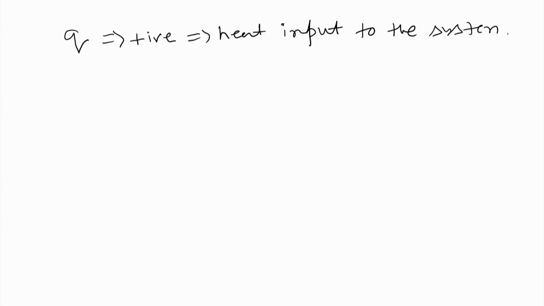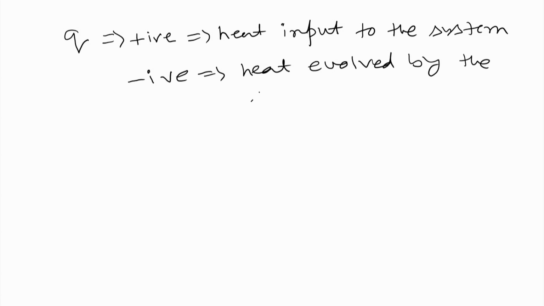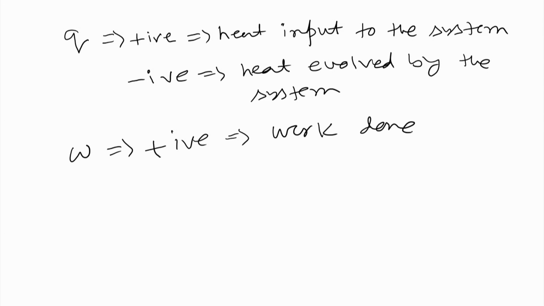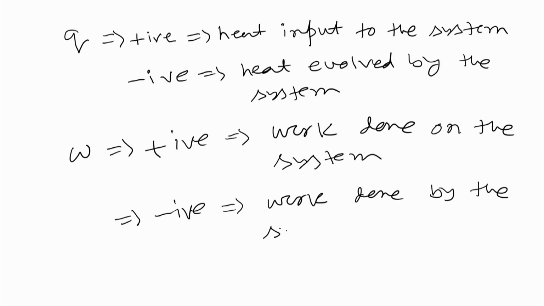Now, what is the convention? There is an international convention for work and heat. Q, heat, is positive, meaning heat input to the system. It is negative when heat is evolved by the system. Similarly, for work, the convention is work is considered positive, meaning work done on the system, and it is negative, meaning work done by the system. So these are the conventions we will be using throughout this course.